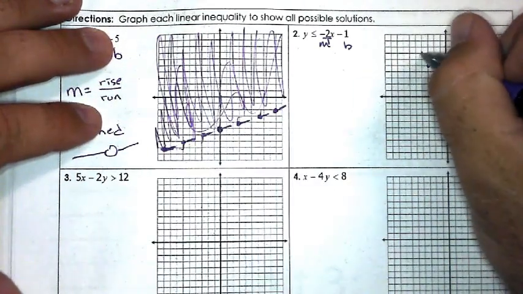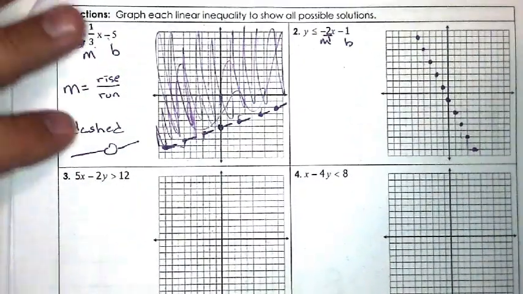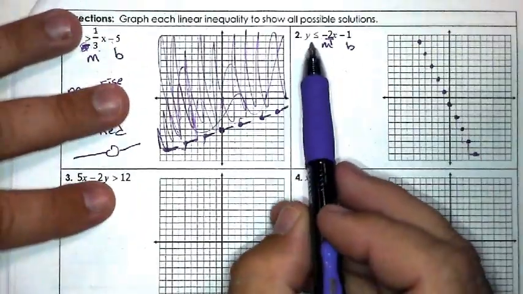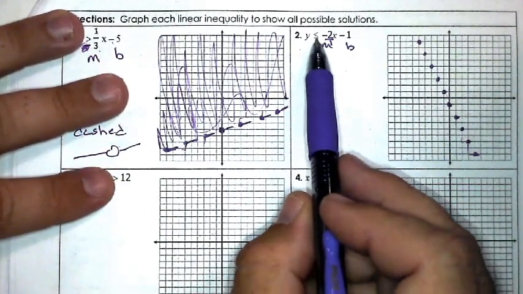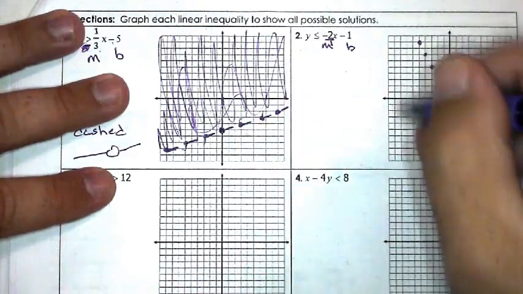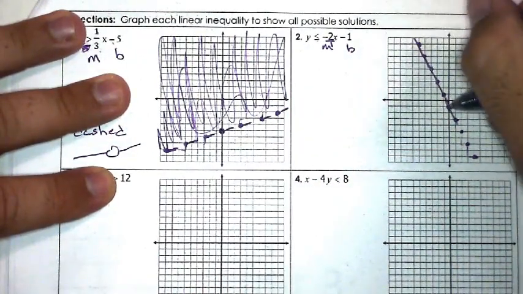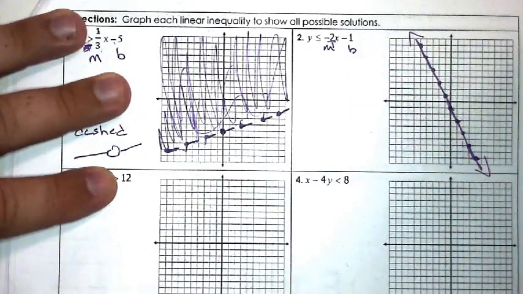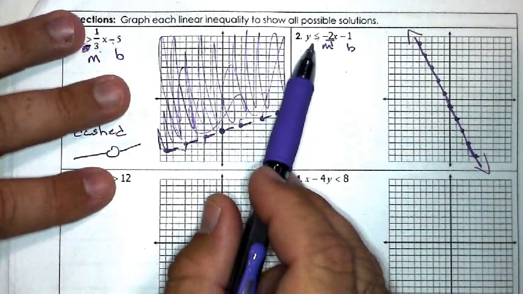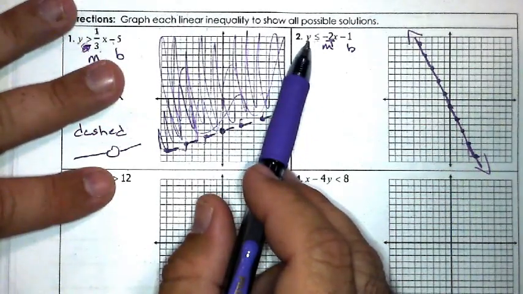Okay, now, inclusive or not inclusive? Inclusive. There is a line underneath the inequality, which means my dots will make a line. Solid line. Okay? Second question, above or below? Below.